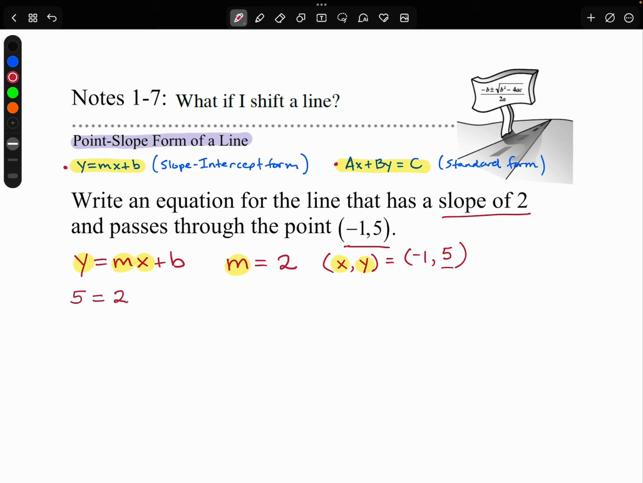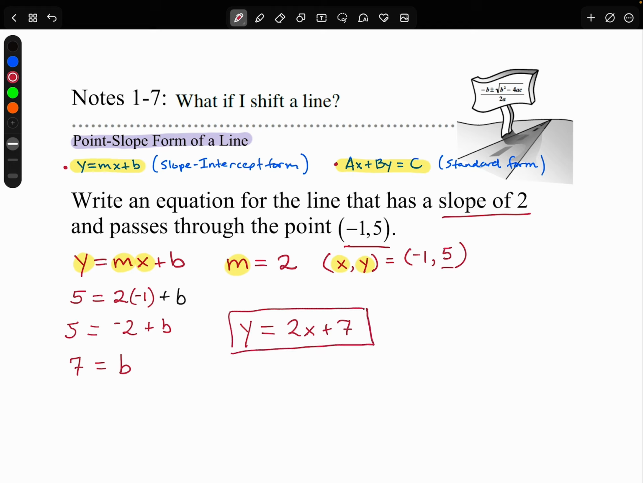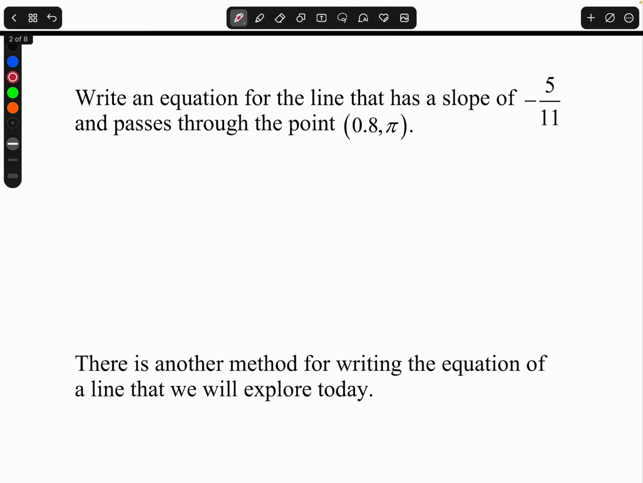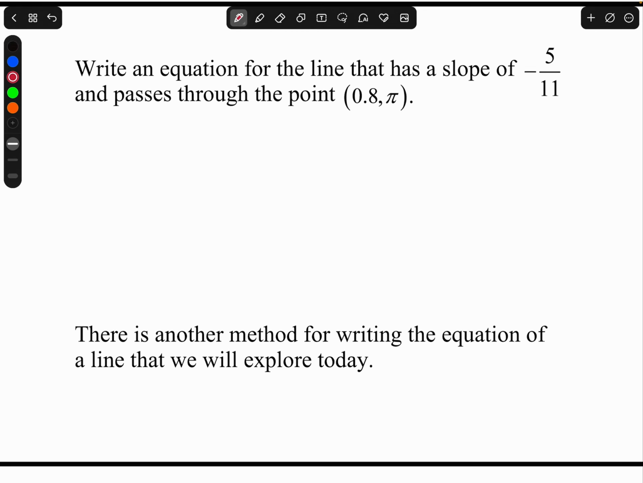So our y value is 5, our slope is 2, and our x value is -1. And since we have one variable left over, we can now solve to figure out what that b value is. So 2 times -1 obviously is -2. We'd add it to each side. We'd end up with 7 is equal to b, which means that our linear equation would be y is equal to 2x plus 7. So this is the line that has a slope of 2 and passes through that point -1, 5. All right, let's move on.